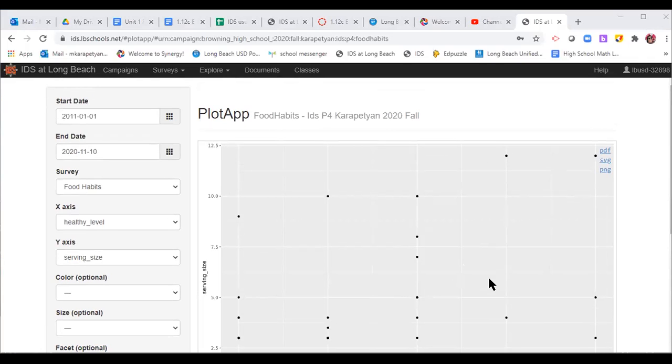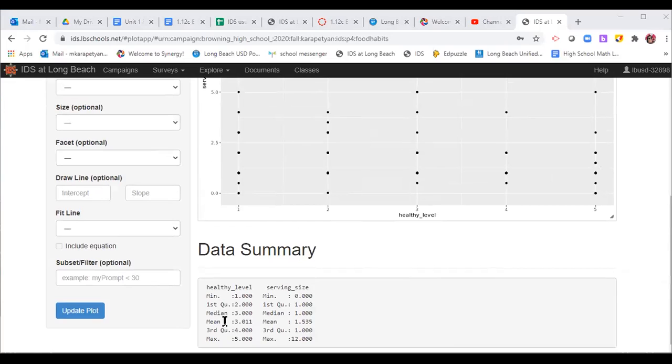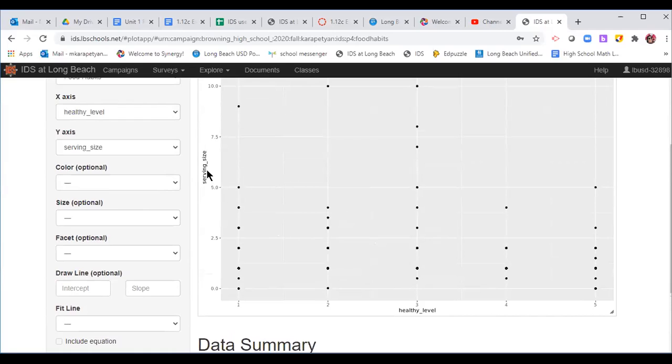So yeah, absolutely, you can ask that. Over here, it gives you your median. It gives you your mean right over here for each one, for your serving size and your healthy level. So you want to think about questions that can be answered by whatever plot or data you're looking at. So your questions should all be around healthy level and serving size.